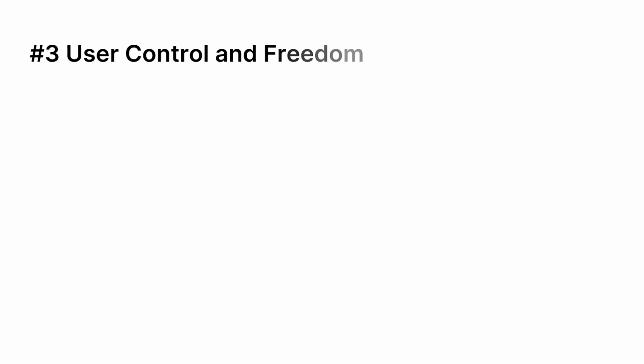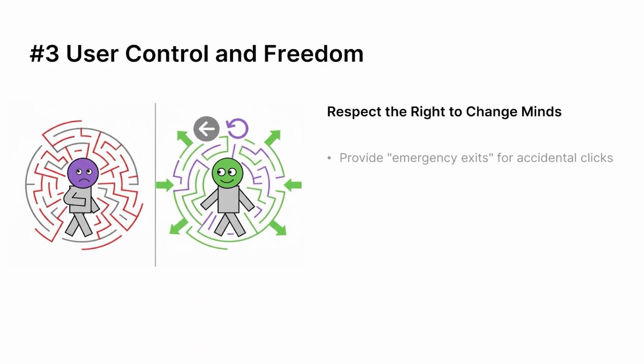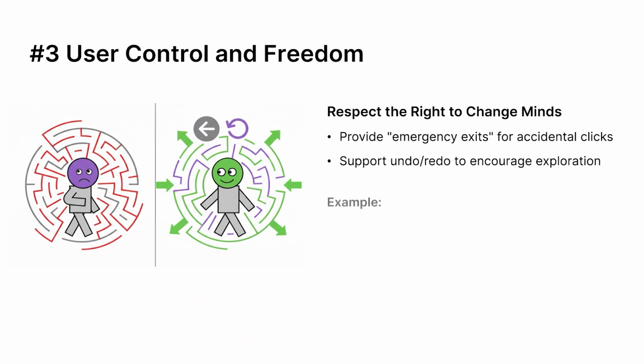Number 3, user control and freedom. Let users undo mistakes easily, without punishment. We're all human. We click wrong buttons, change our minds, or just want to explore without commitment. A good interface makes these actions consequence-free. X, formerly Twitter, nails this. Start composing a post, hit cancel, and they ask, save as draft or delete. You never lose your work accidentally.